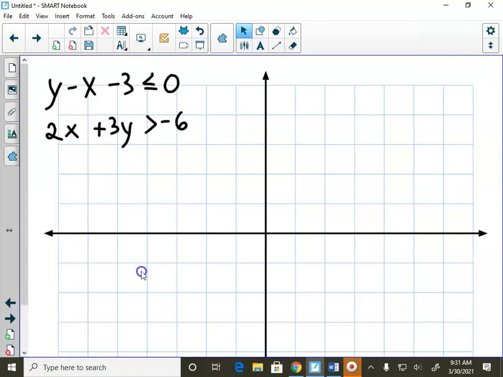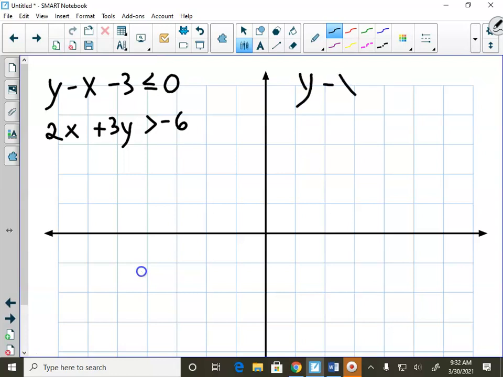So here is a system of linear inequalities. We have y minus x minus 3 is less than or equal to 0, and we have 2x plus 3y is greater than negative 6. So the first thing we want to do is put the equations into slope-intercept form. It's the way most of you are more comfortable working. So again, once the problem's been assigned to you, it becomes your problem. You have to figure out how you're going to solve the problem, and I think for most of you, it's going to be easier to do it this way.